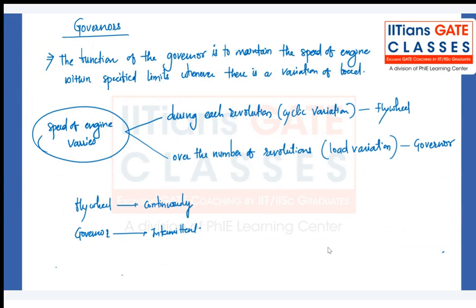Governor is over the number of revolutions, like whenever the load on the engine is changed, then you can call it a load variation, which is over the number of revolutions, and at that point we can say the governor is used to maintain the speed of the engine.